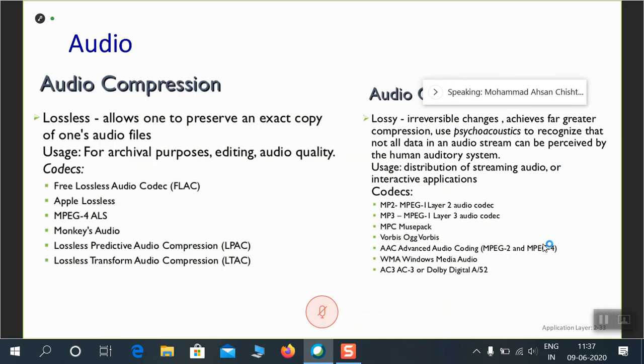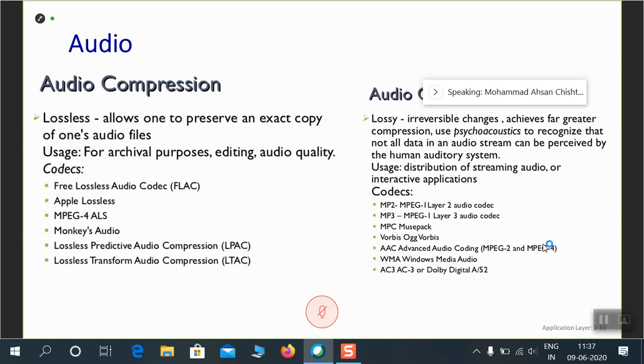Again, there is lossy audio compression and there is lossless. When it's lossless, we have an exact copy of the audio file. And when we have lossy, there are some irreversible changes that happen to the acoustics of the audio stream that we have. Typically, it happens in streaming.